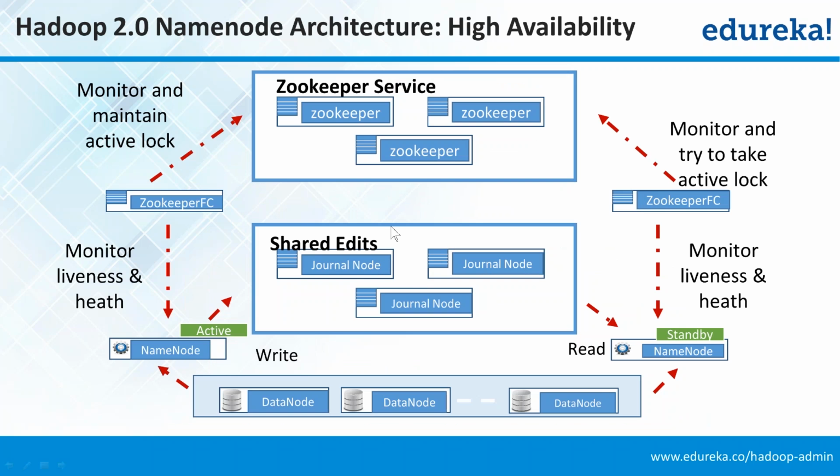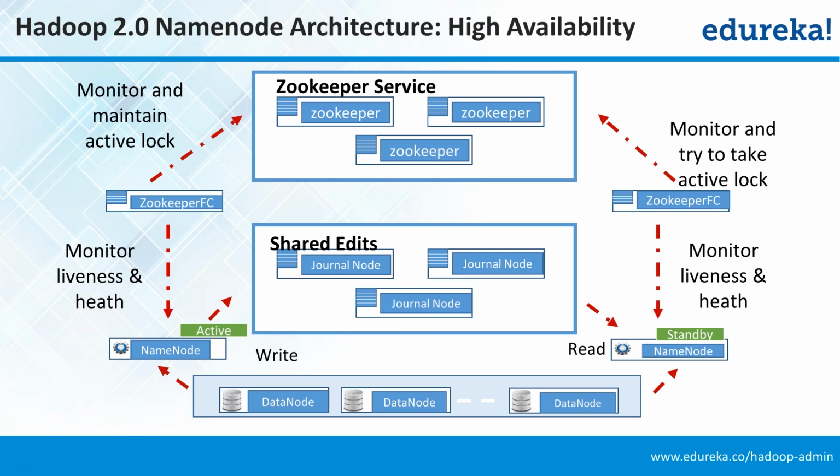So the idea is to have an odd number of journal nodes. Odd number means 3, 5, 7, 9. You can keep any number, but generally it is always 3, because to achieve HA, if the majority of the journal nodes go down, let's say out of 3, 2 go down, then failover will happen automatically. So basically, to achieve the failover, one of the conditions is that if out of 3 journal nodes, 2 go down, then failover will happen automatically. But you can't have an even number of journal nodes.